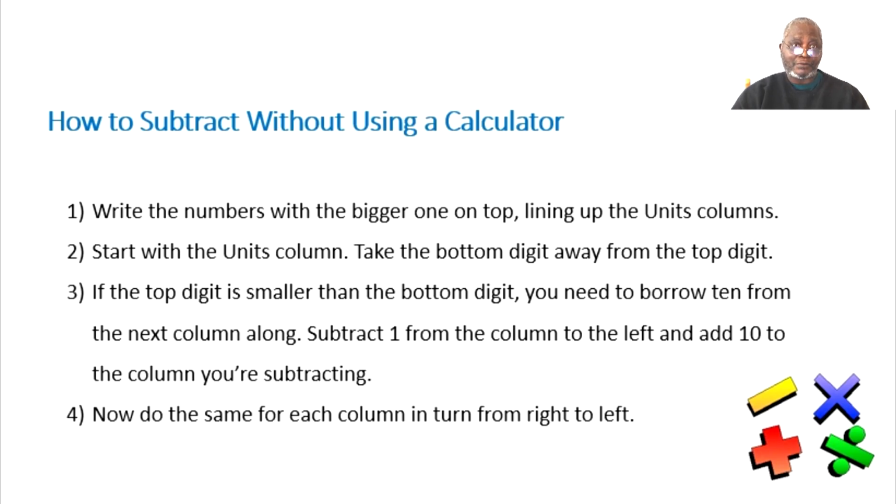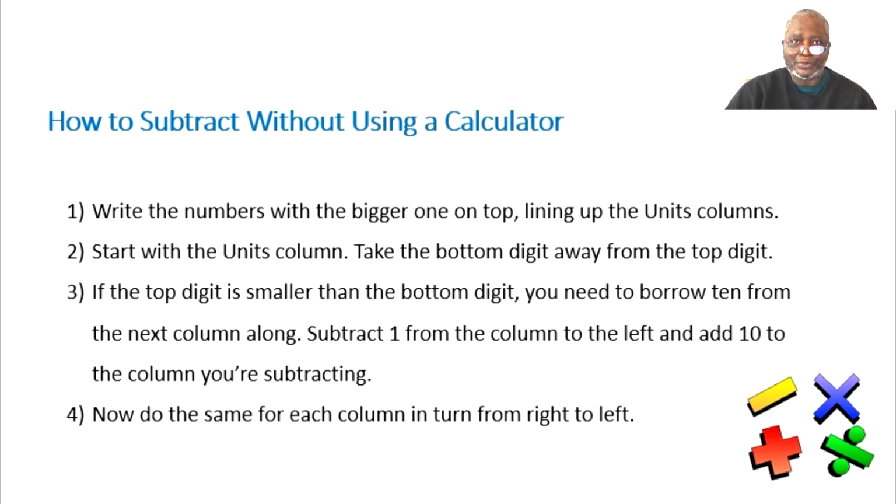Remember, the value of what you borrowed from the tens column is 10 units. Likewise, if you borrow from the hundreds column to do your calculation on the tens column, that one you borrowed is 10 tens, because 10 times 10 is 100, and so on. Now, do the same for each column in turn from right to left.